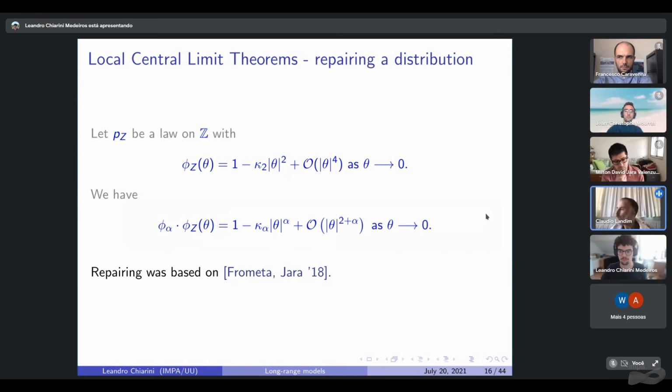Okay, so one place in which I use local central limit theorems in statistical mechanics is in the proof of the equivalence of ensembles, in which you want to compare the canonical measure with the grand canonical measure. And then you need local central limit.